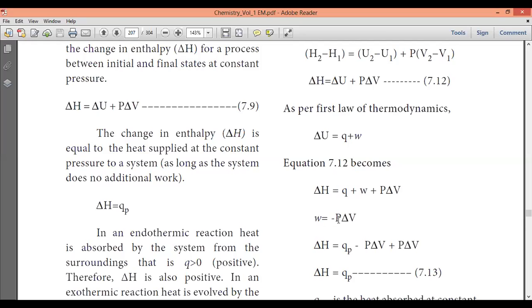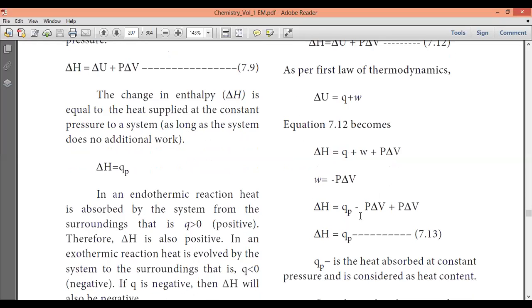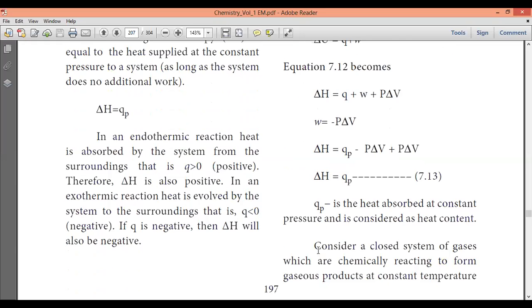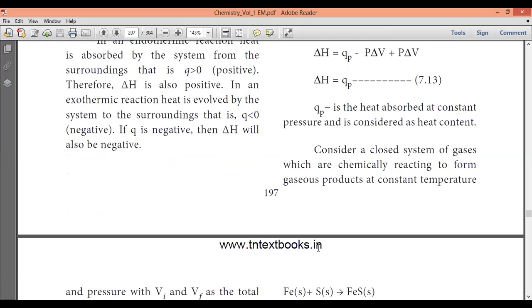Now delta H will be equal to, here we substitute QP minus P delta V plus P delta V. In place of W we substitute minus P delta V, so that both cancel each other. So now delta H will be equal to QP. QP means the heat absorbed at constant pressure, which we can simply call the heat content.